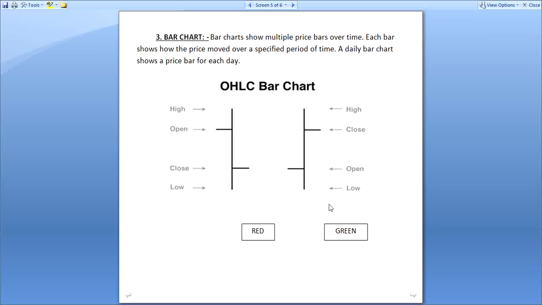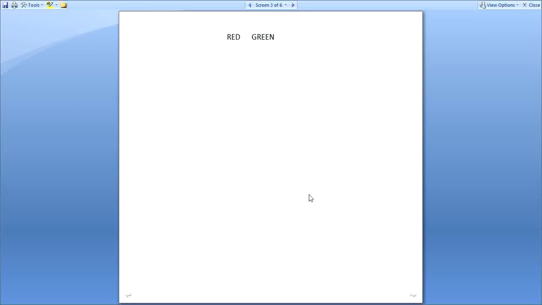And in the green OHLC bar chart, the price opens at 100, then makes a low of 90 rupees, then starts going up and makes a high of 150 rupees and closes at 130. It's just as simple as the candlestick chart. Mostly we use candlestick charts for our technical analysis, so we have to focus more on the candlestick chart.